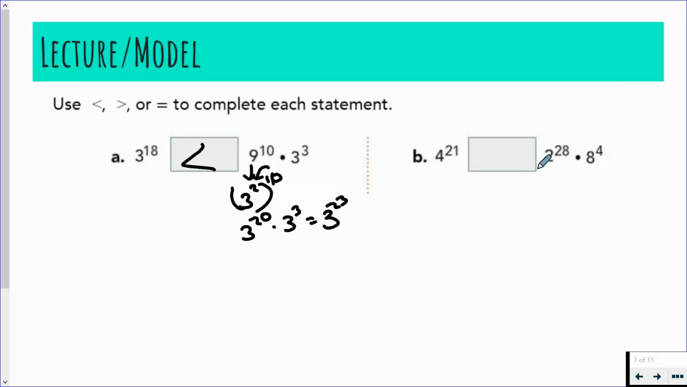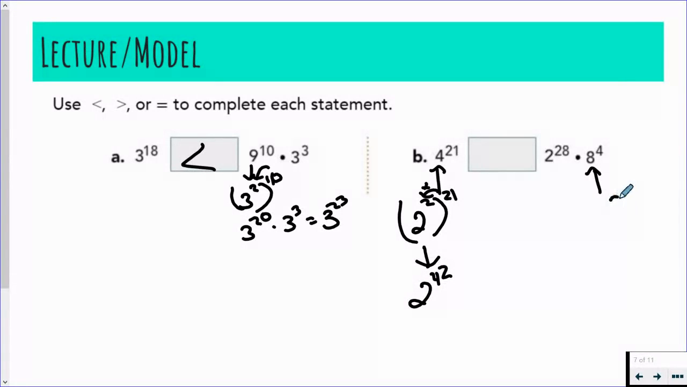All right, now here, we have 3 different bases, which is going to be a little tricky, but I can change these 2's and 4's. We know that 4 is going to be 2 squared raised to the 21st. And then we're using our power of a power rule, so we're going to multiply those exponents. 21 times 2 is 42. So this is 2 to the 42nd.